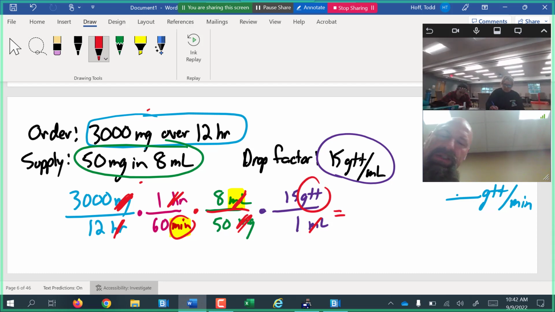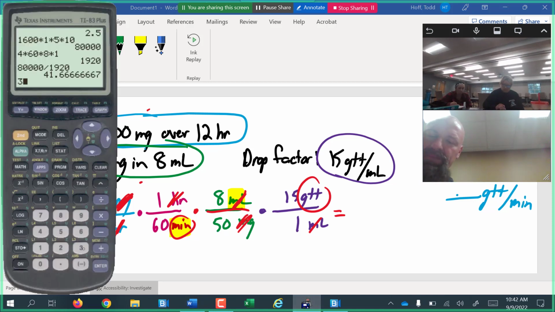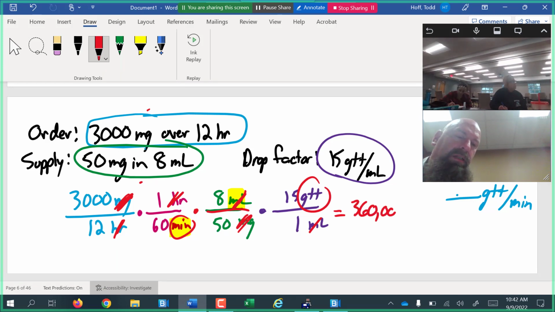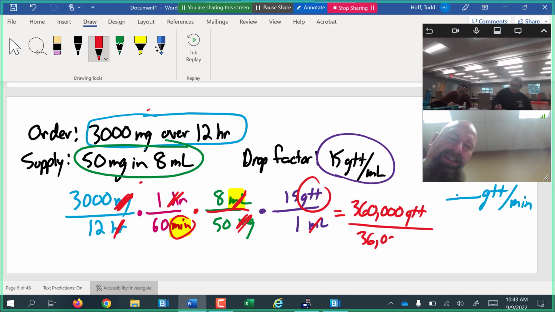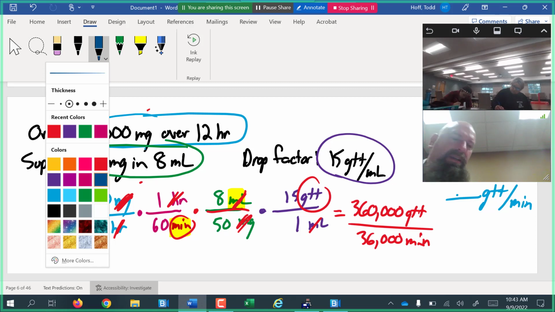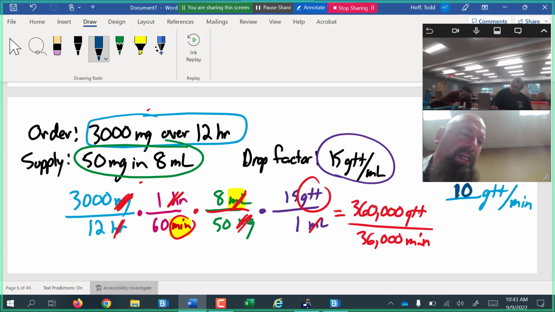On top, we have 3,000 times 1 times 8 times 15 drops, which is going to give us 360,000 drops. Over, we have 12 times 60 times 50, which is 36,000 minutes. And then we just divide that out to get drops per minute. 360,000 divided by 36,000 is just 10. So that is 10 drops per minute that we would set that at.